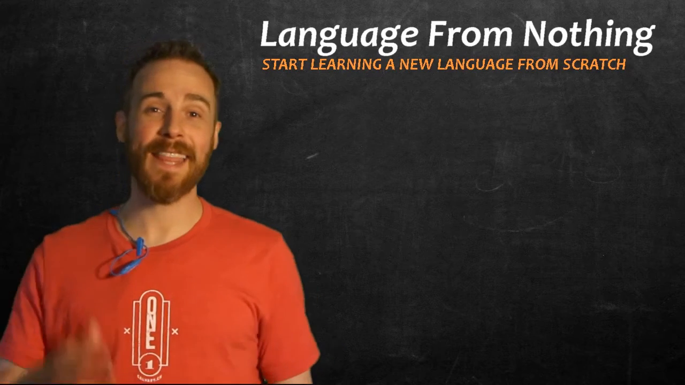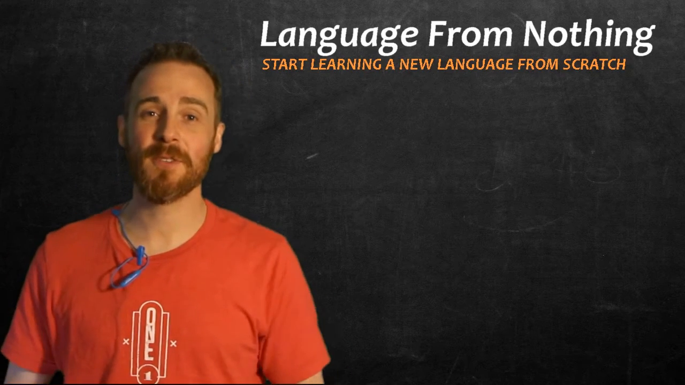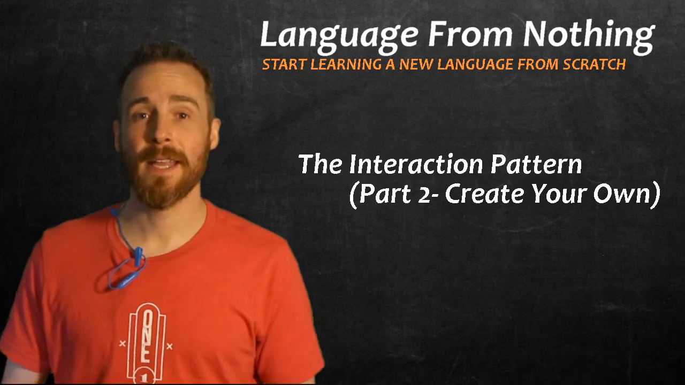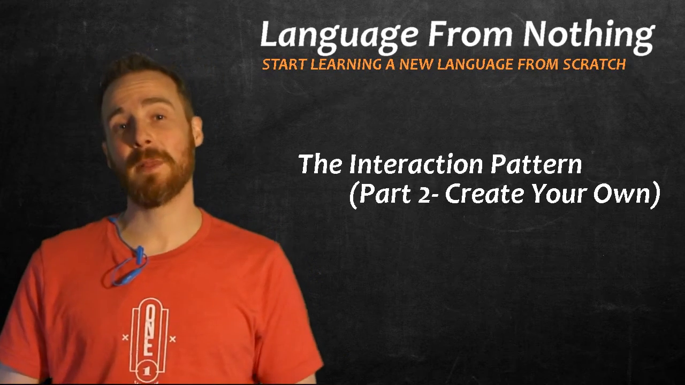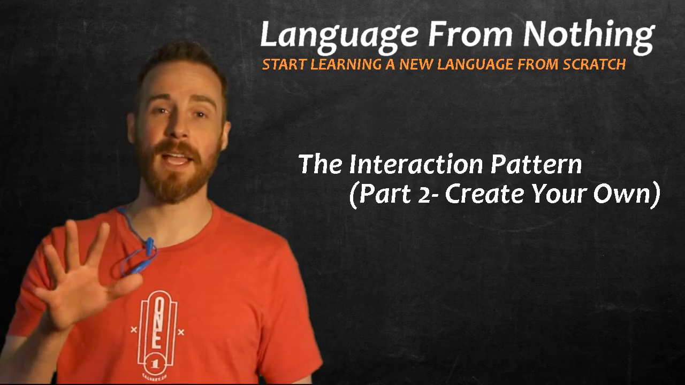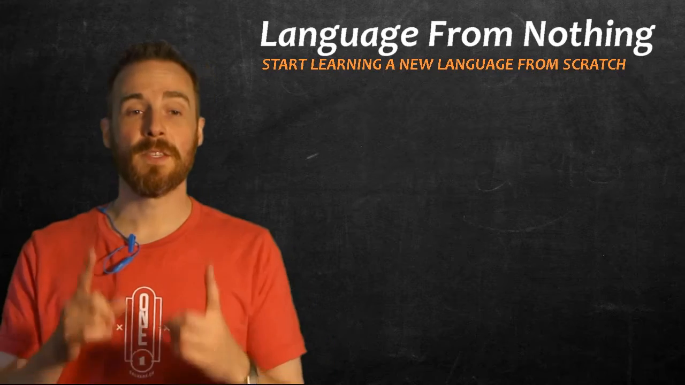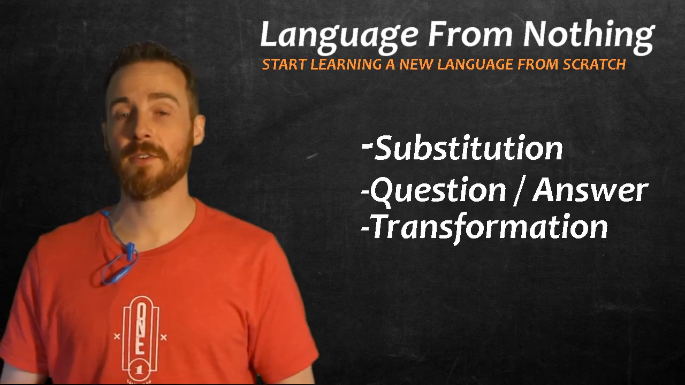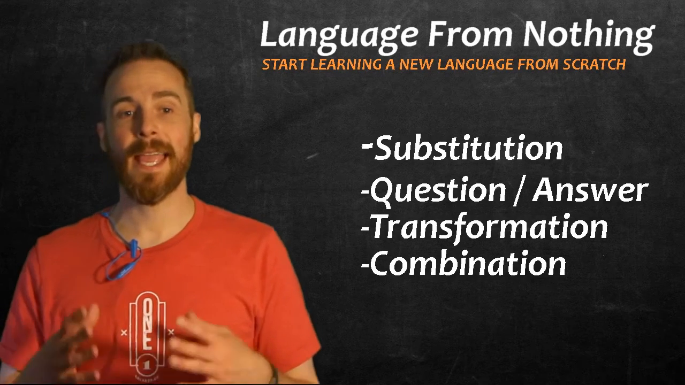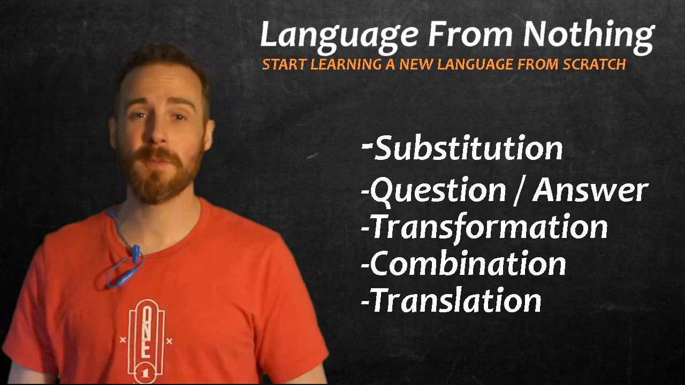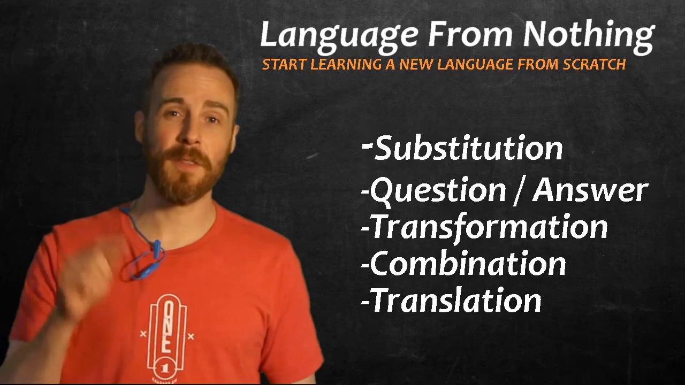My name is Justin Ryan, and this is the second video in a series of videos covering a language learning strategy I'm using called the interaction pattern. Now, in the previous video, I explained what an interaction pattern is, and I gave examples of 5 different types. Here's a quick recap: substitution patterns, question and answer patterns, transformation patterns, combination patterns, and translation patterns. If you don't know what I'm talking about, go back and watch the interaction pattern part 1. I'll leave a link to it in the post.